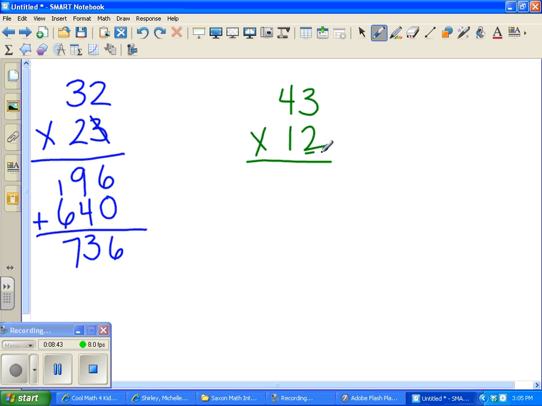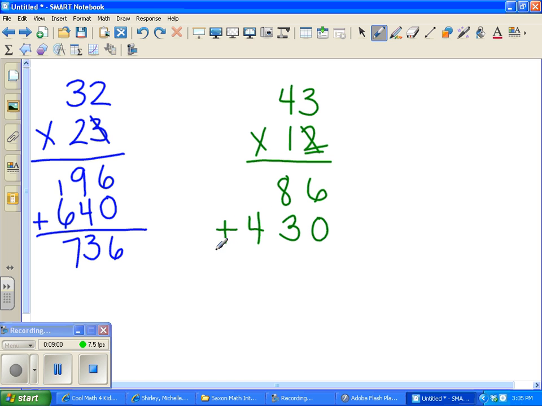Okay, 43 times 12. Okay, I'm working with the 2 first. If you want to underline it, that's fine too. 2 times 3 is 6. 2 times 4 is 8. 0 as a placeholder. I'm marking this one out because I'm finished with it. 1 times 3 is 3. 1 times 4 is 4.